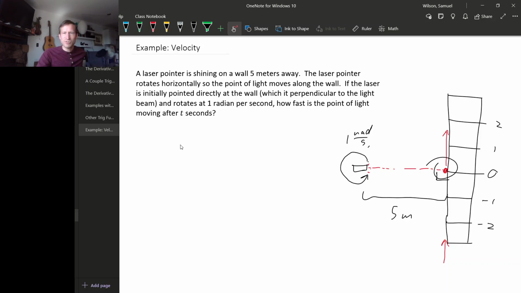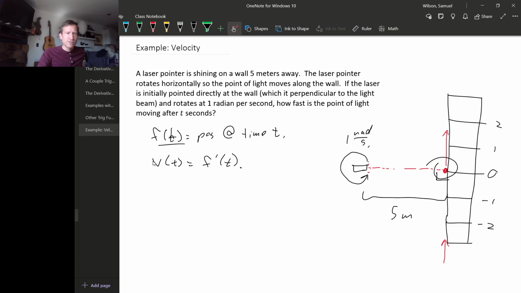So for the position, let's write f of t, which is going to be the position at time t. And so the velocity will be just the derivative of the position function. We just need to figure out what this position function is.